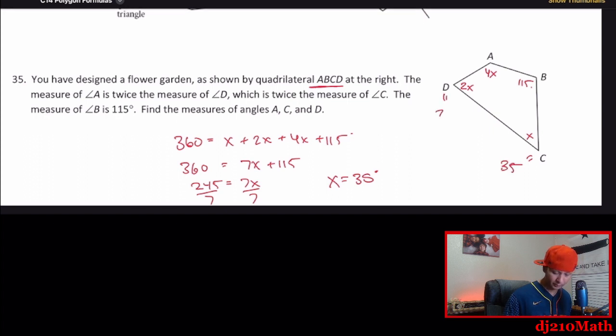D is equal to 70, because 2 times 35 degrees. And A is going to be 4 times 35, so 2 times 70, which is 140. And just to confirm, 140 plus 115 plus 70 plus 35 is 360. So we're good.